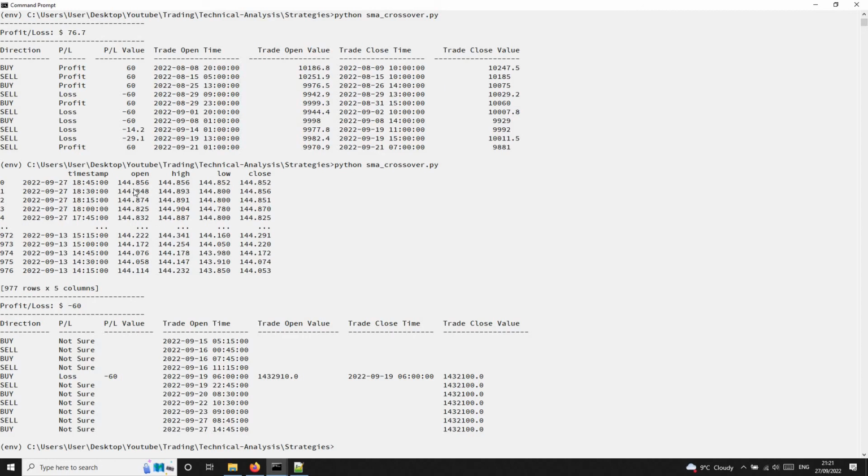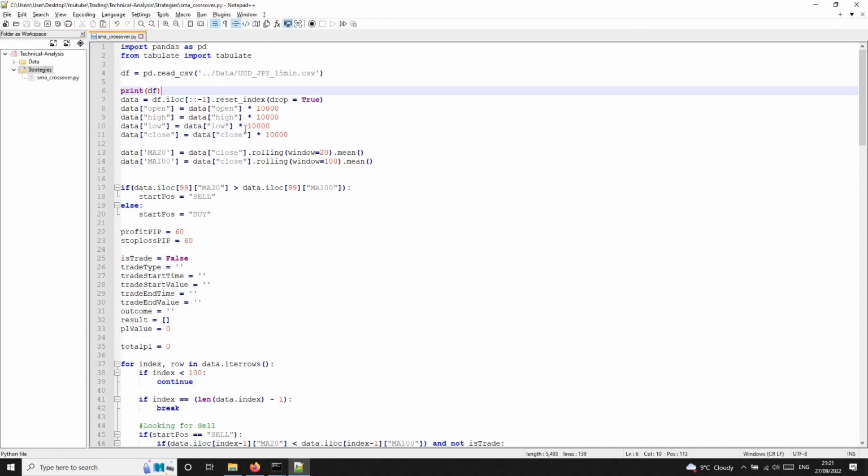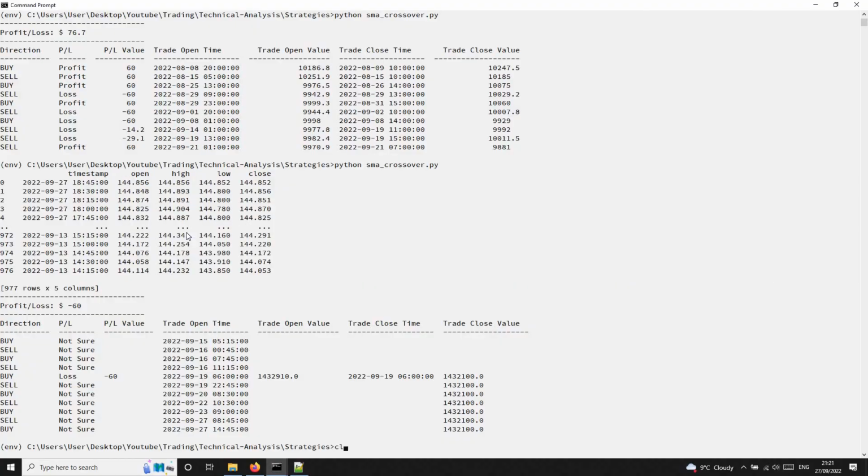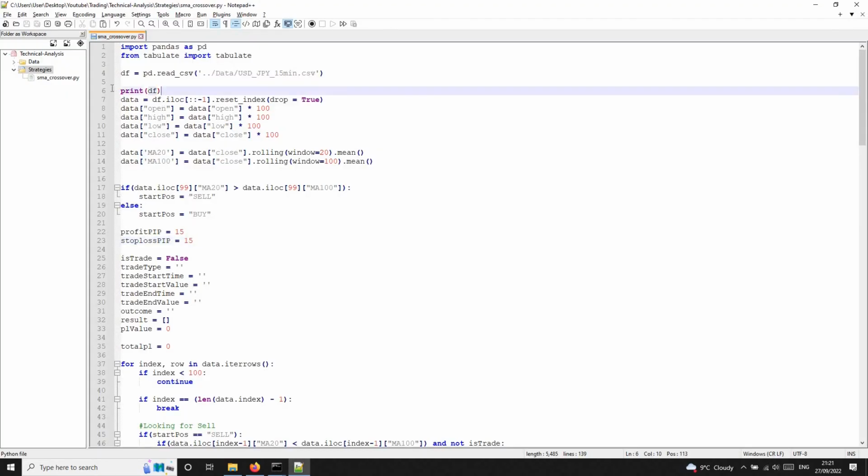As you can see, it is 144.856. Now USDJPY, if you guys are in forex trading, you know it takes 5 digits first and the last one .6. USDJPY is always bigger than the other pairs, so you need to be mindful. It is 144, so we have to multiply by 100, so we make it 144.856. So I will change this to 100. Because we are on 15 minutes, I'm going to change it to 15 pips profit, 15 pips loss. And let's see.